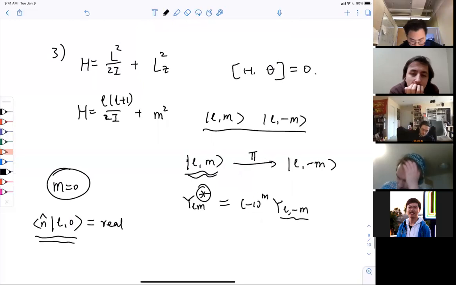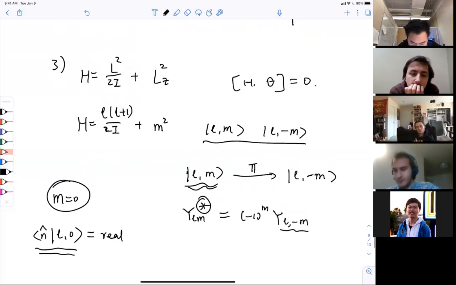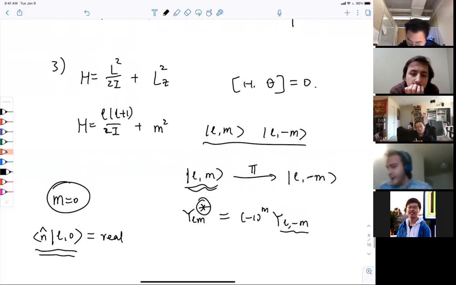Should that pi be theta? Where pi? Right. It's not the parity operation. It's the time reversal. Thanks.